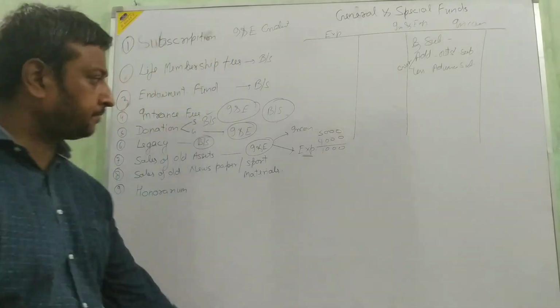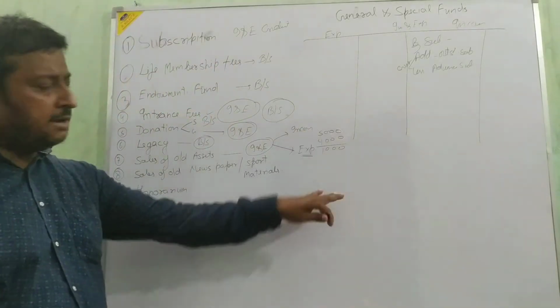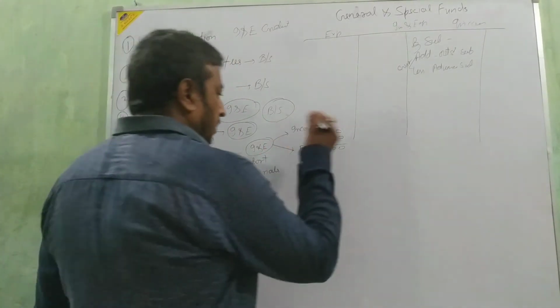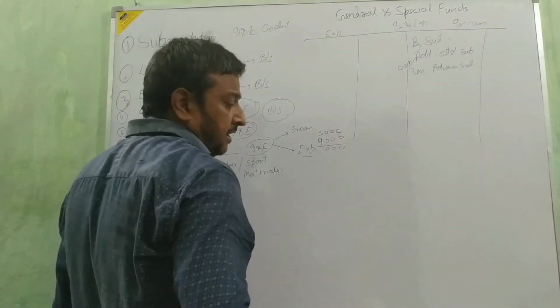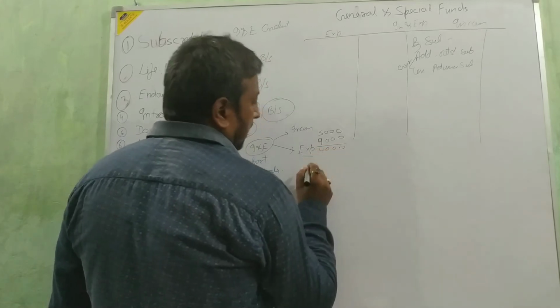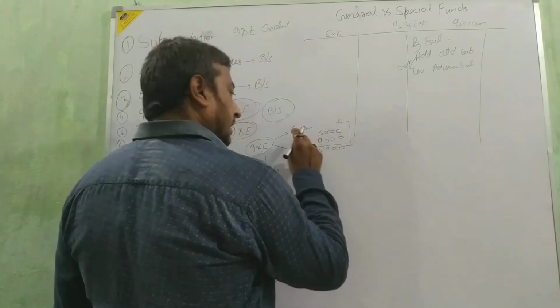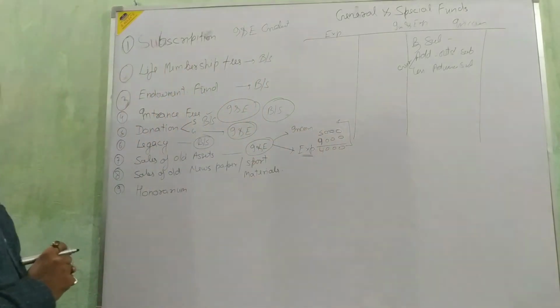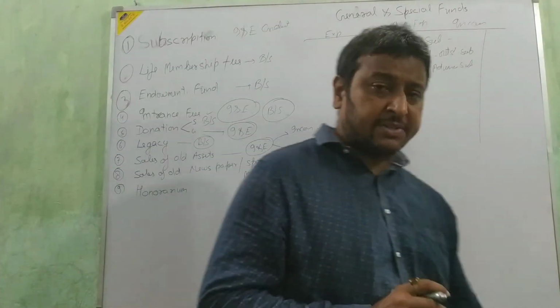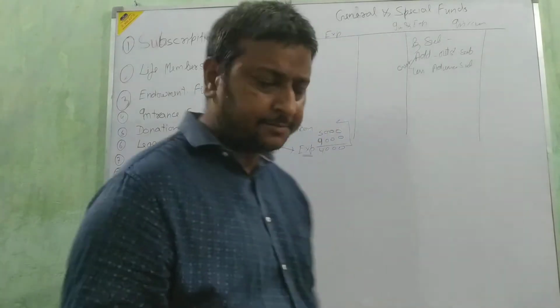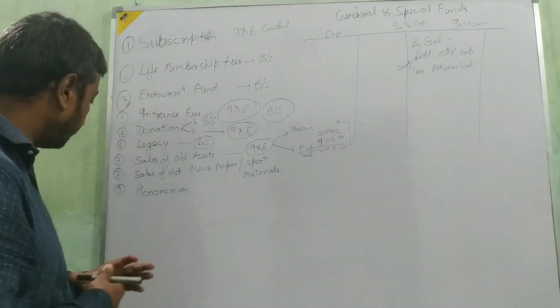Okay, beta? Clear? If in the same way you sell this 5,000 asset for 9,000, then you are earning 4,000, and you show this amount on the income side. Okay, beta? Clear? This amount goes on the income side. Okay, go for the next.